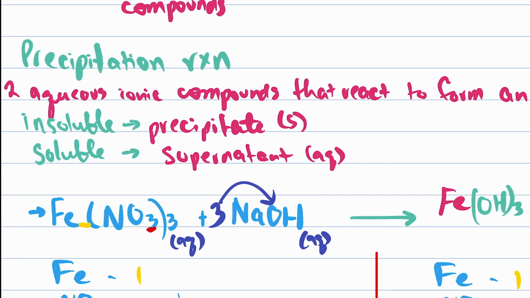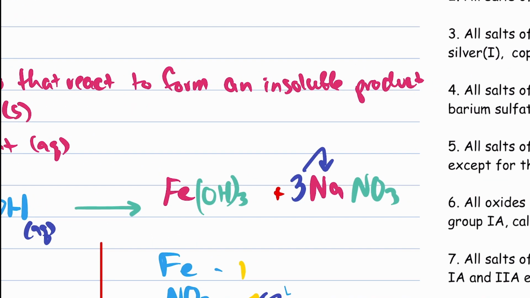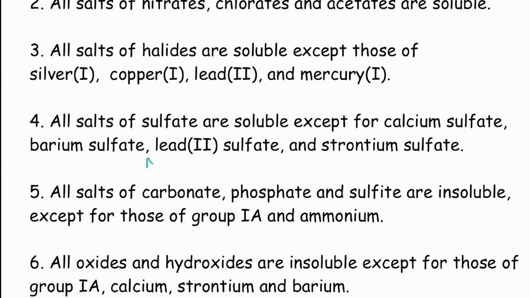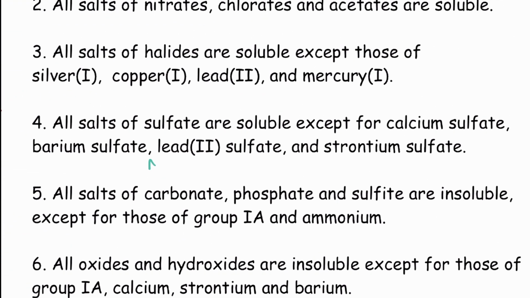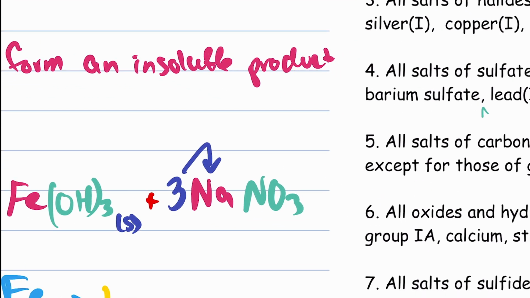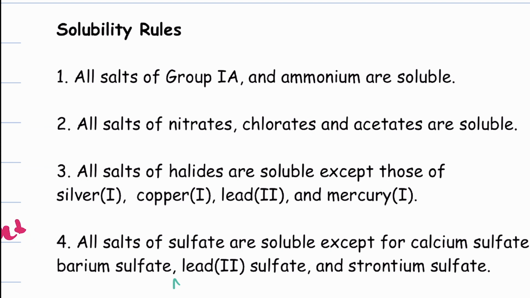The first one, we have iron and hydroxide. So I'm going to be looking for a rule of hydroxides here. Number 6, all oxides and hydroxides are insoluble except for those of group 1A, calcium, strontium, and barium. So it's going to be insoluble, which means if it's insoluble, it's going to be generating solid, right? So I'm going to be writing a little S to represent that. Then we have NaNO3, so the first two rules, right, that we already discussed. All salts of group 1A are soluble, and then all salts of nitrates are soluble, so AQ.